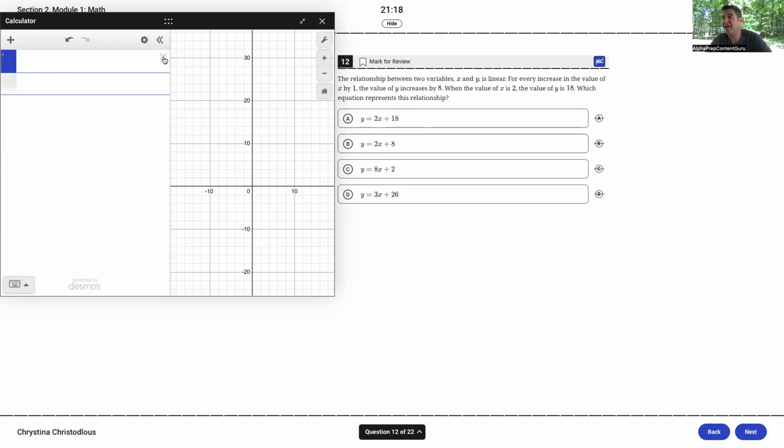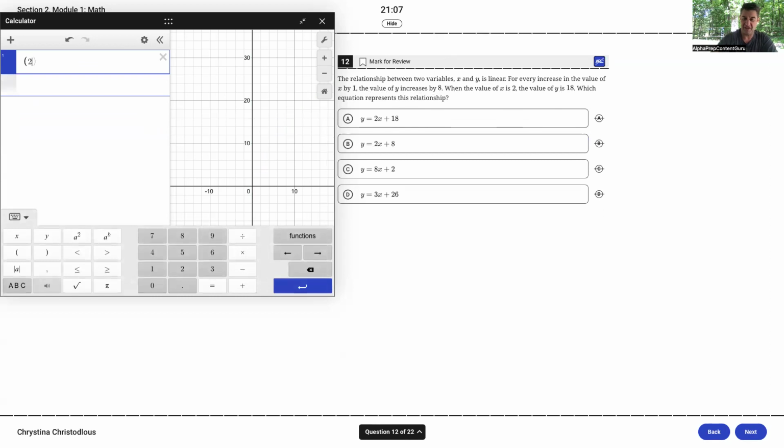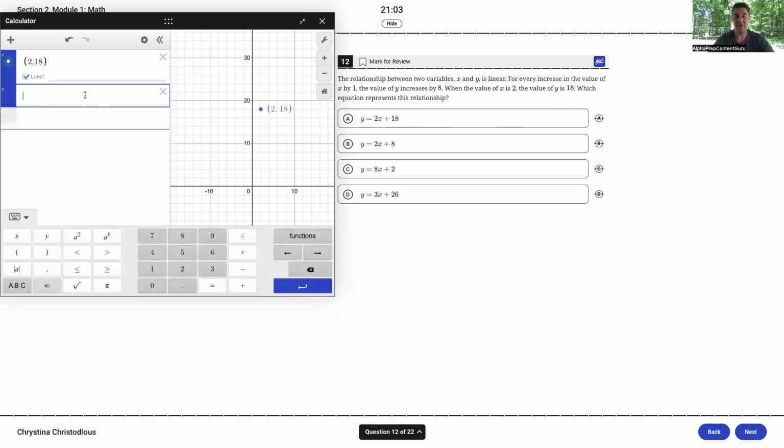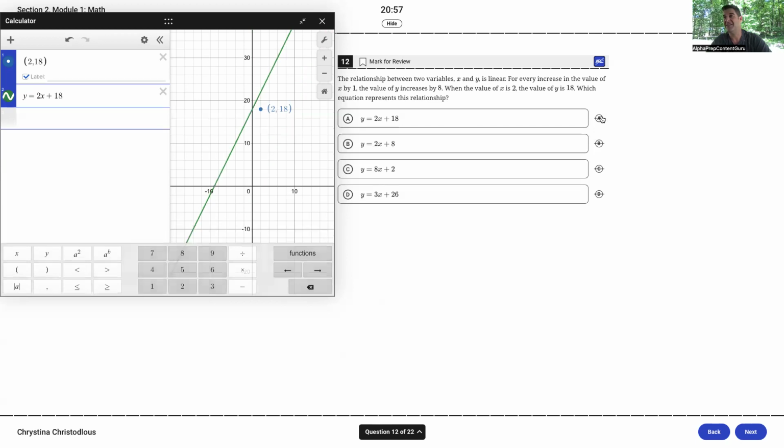All right, let's see what we've got here. I know that when the value of x is 2, the value of y is 18. You're telling me I have a relationship. It looks like every time x increases by 1, y increases by 8. But for the moment, I'm just going to go like this. 2, 18. I'm going to label it. Now I'm literally going to start putting in all the answers, and all I care about is which one goes through that point. The answer is not A.